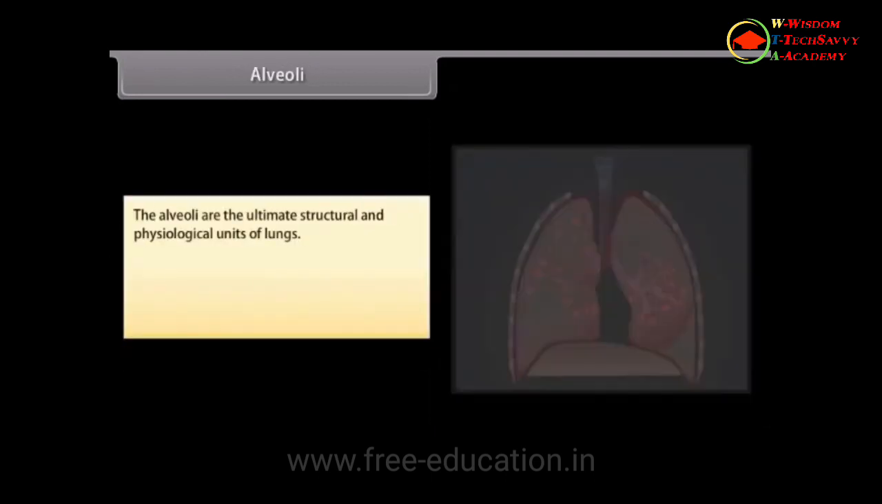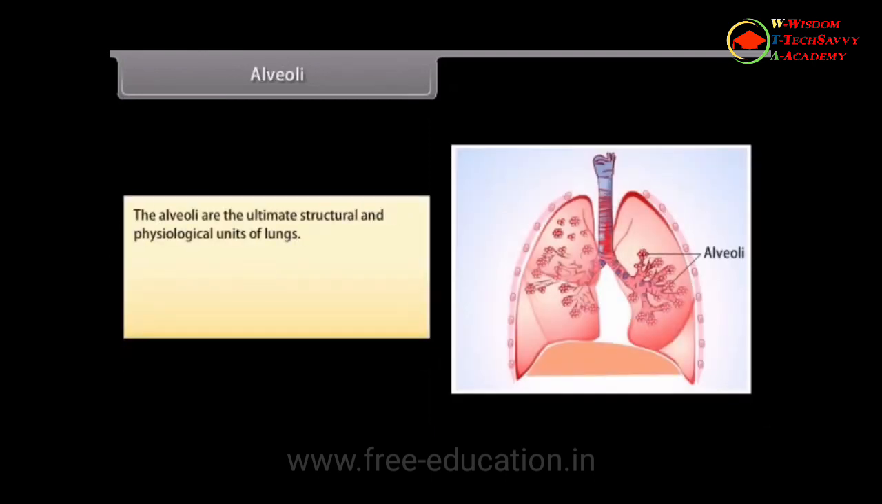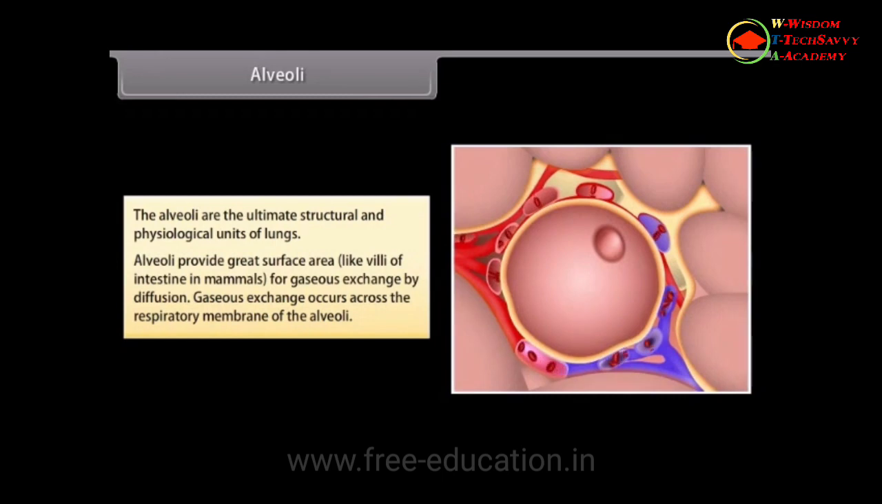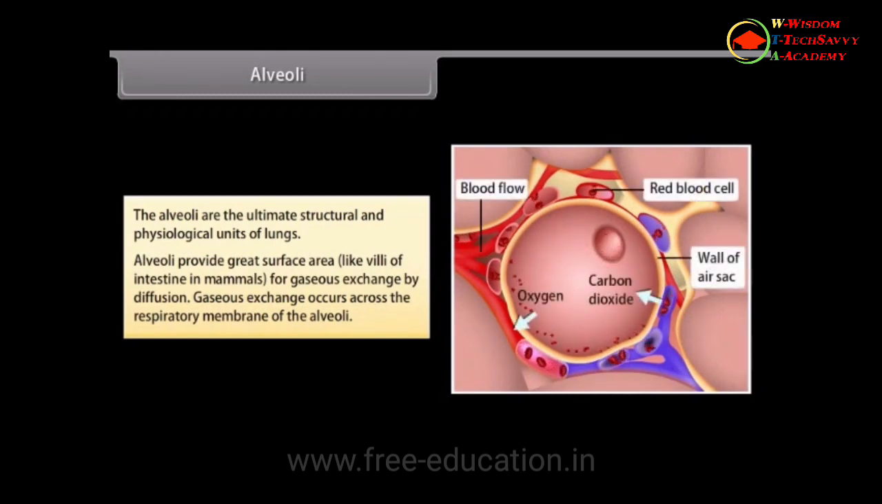Alveoli. The alveoli are the ultimate structural and physiological units of lungs. Alveoli provide great surface area, like villi of intestine in mammals, for gaseous exchange by diffusion. Gaseous exchange occurs across the respiratory membrane of the alveoli.